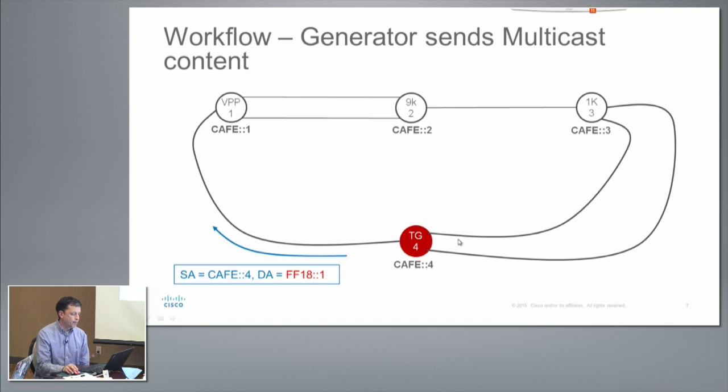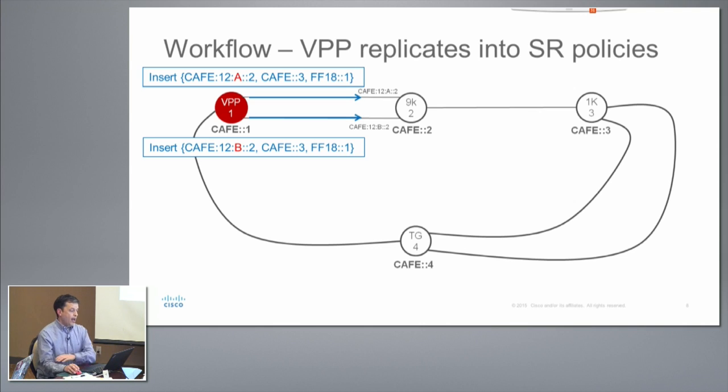Next, my traffic generator will actually simulate the source, so it will be sending traffic into the multicast group FF18. So this is my multicast packet coming onto my compute node, the BPP node. My BPP node will be configured with a multicast replication policy, segment routing multicast replication policy.